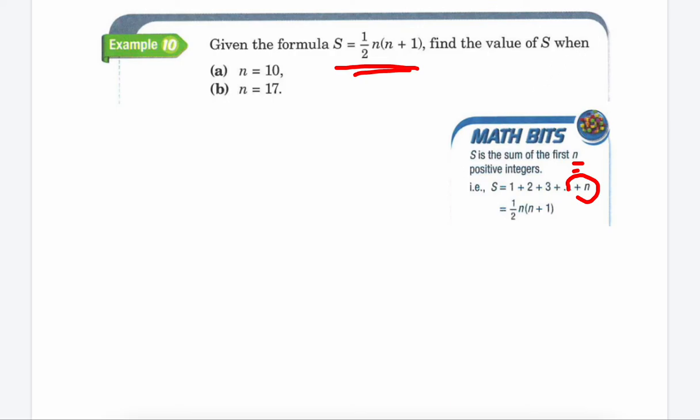Okay, go ahead and pause the video. Try this problem on your own first.